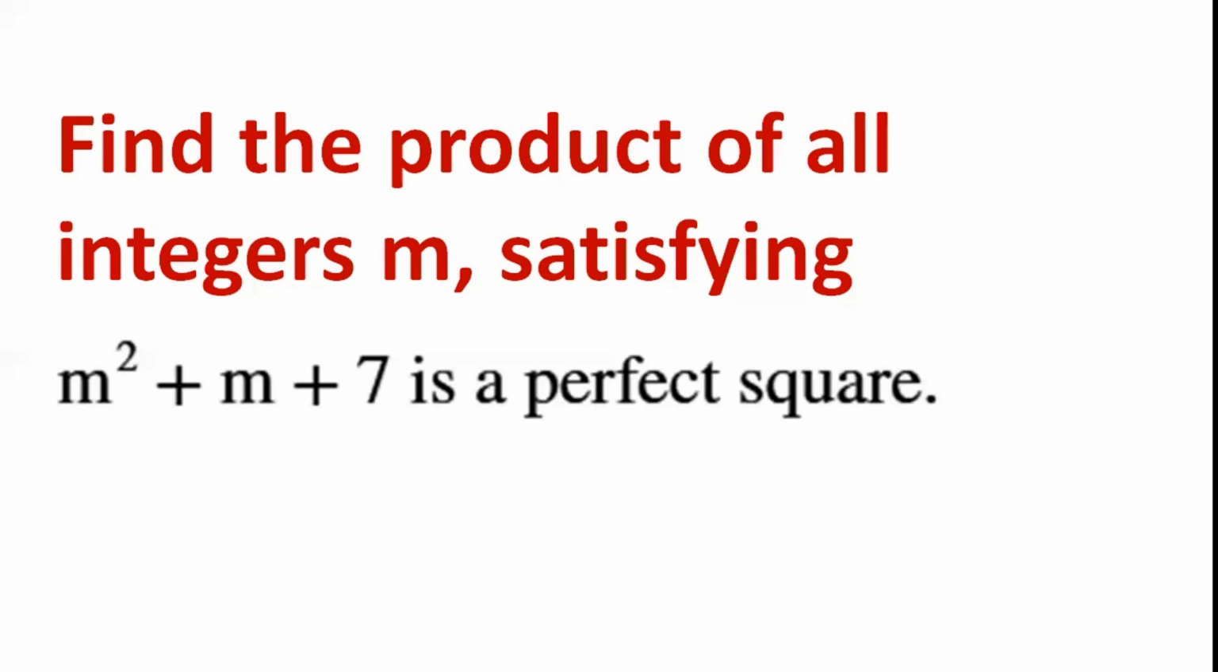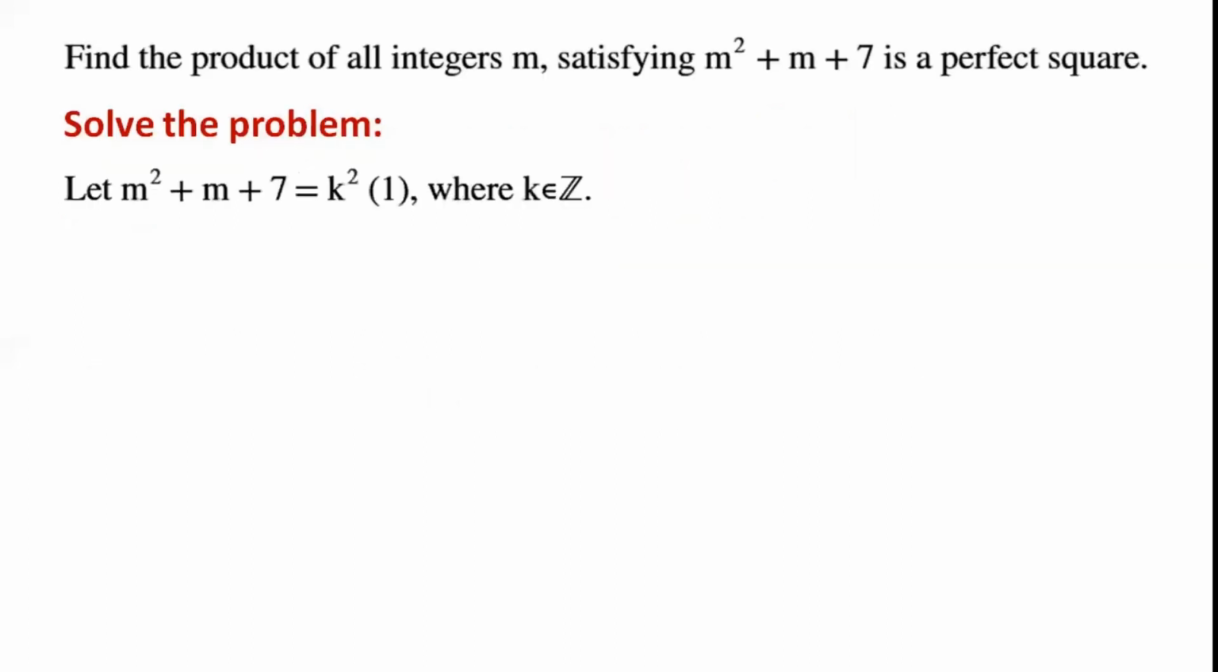Find the product of all integers m satisfying m squared plus m plus 7 is a perfect square. As m squared plus m plus 7 is a perfect square, we let m squared plus m plus 7 equal k squared, where k is an integer.